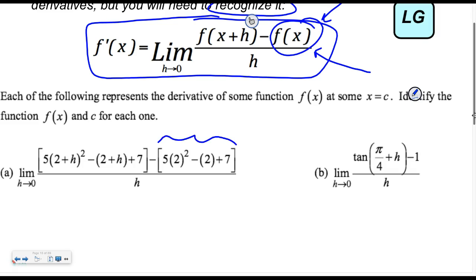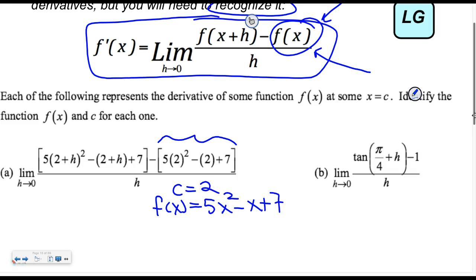That's right here. It's what's being subtracted, okay? That's f of x at a specific spot, right? What do you think they're plugging in for x? What do you think they're plugging in for? 2. Exactly. So it says identify f of x and c. C is 2. That's the point at which this is formally doing the derivative of. And my function must have been f of x equals 5 times x squared minus x plus 7. That must have been my original function. And I can quit. They're not making me do it. They're just making sure I can recognize it.